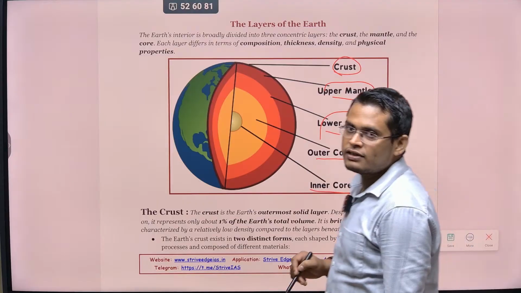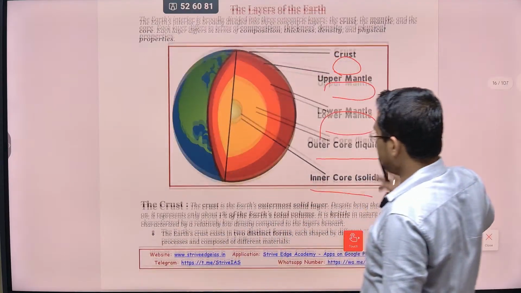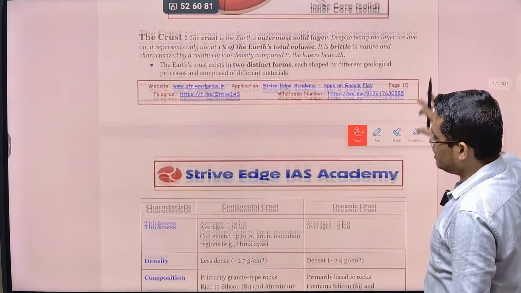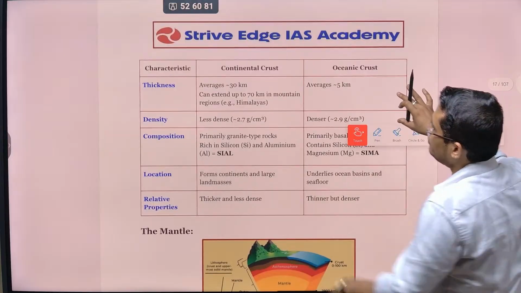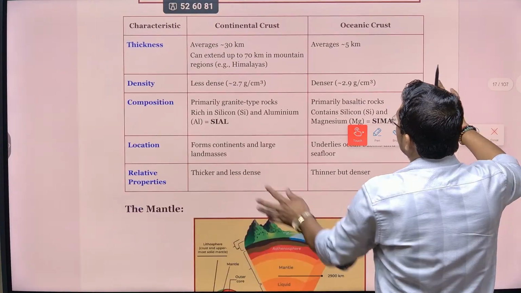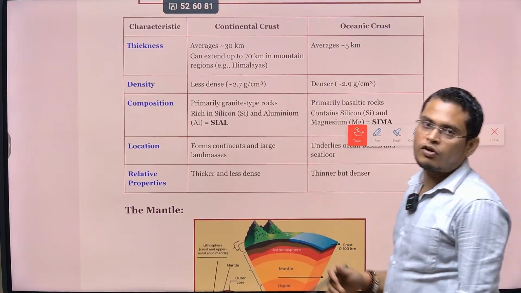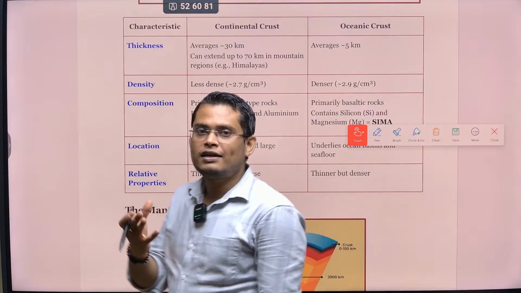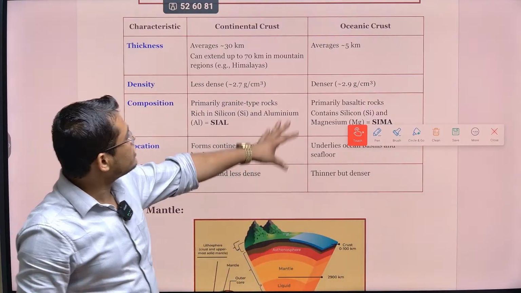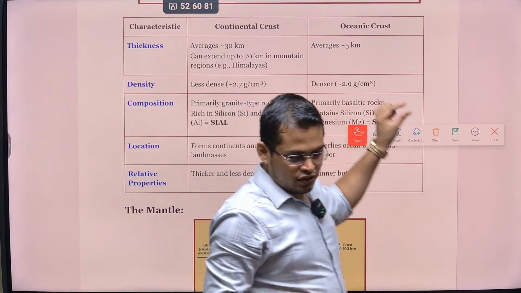Let us see a little bit of detail about the crust. The crust is further divided into continental crust and oceanic crust. The continental crust is thicker and lighter in weight, but the oceanic crust is thinner but heavier.